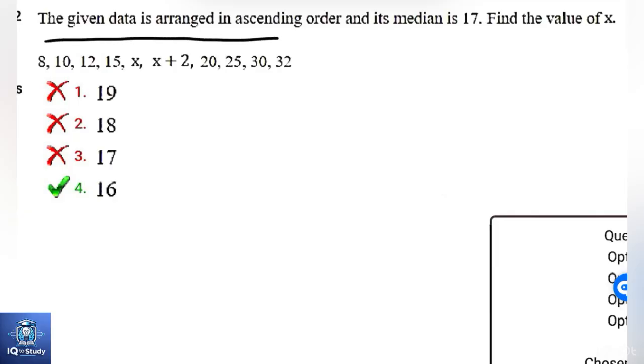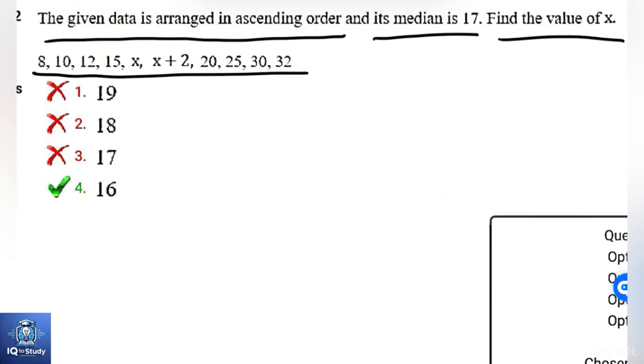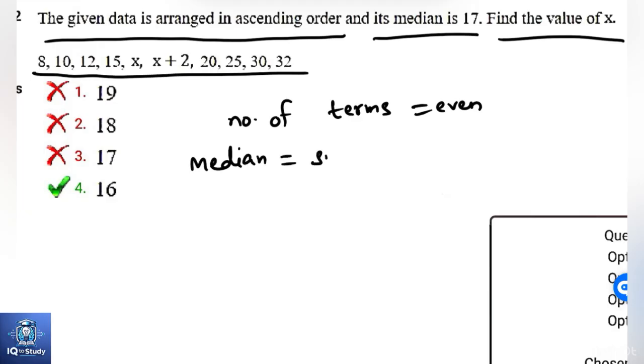The given data is arranged in ascending order and its median is 17. Find the value of x. This is the given data. Here, the number of terms is even. If the terms are even, then the formula is median is equal to the sum of the middle two terms divided by 2.